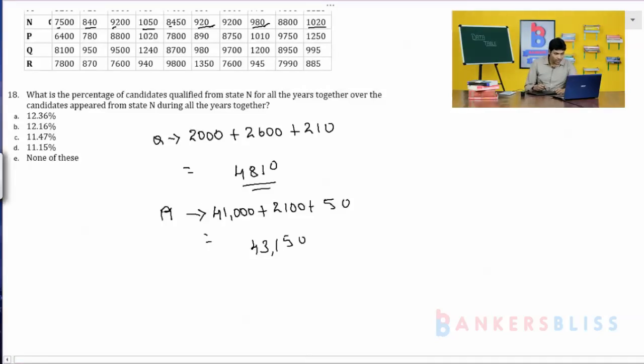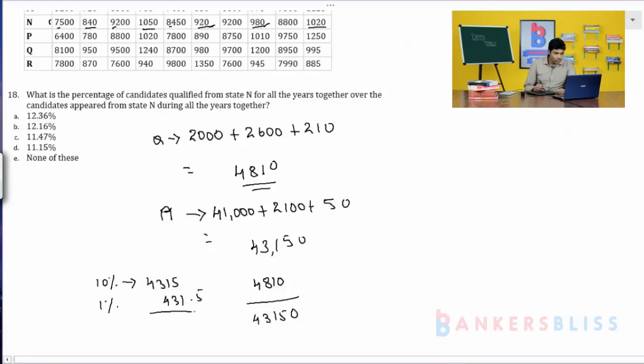So 4810 divided by 43,150. Again you calculate 10%. So how much will 10% be? 10% is 4315. So how much should you get? 4810, almost 500 is the difference. Okay, next you take one more percent, you add one more percent, that is 431.5.